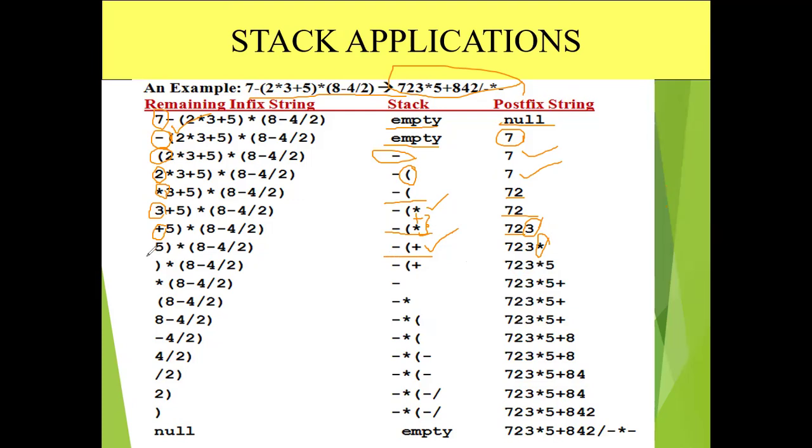According to that, now the stack consists of minus, left parenthesis and plus. So plus is completed. The next one is 5, which is the operand. Simply place it in the postfix string. Still, this particular stack consists of minus, left parenthesis, plus.